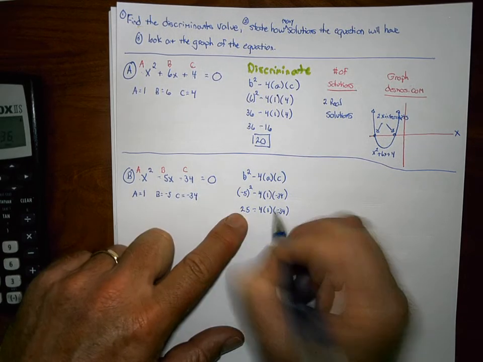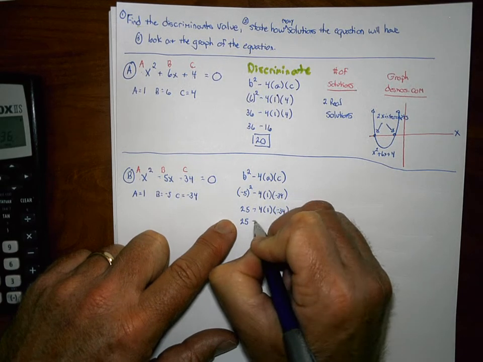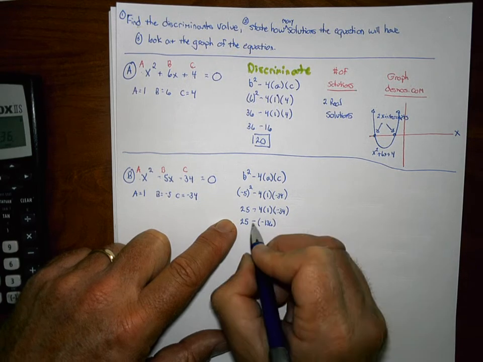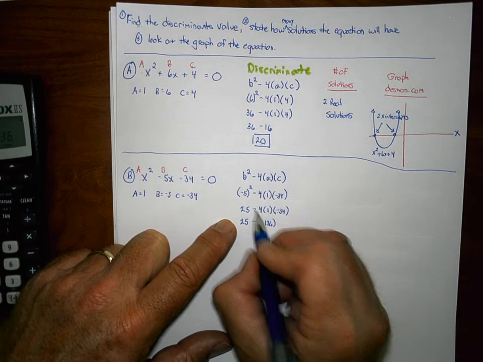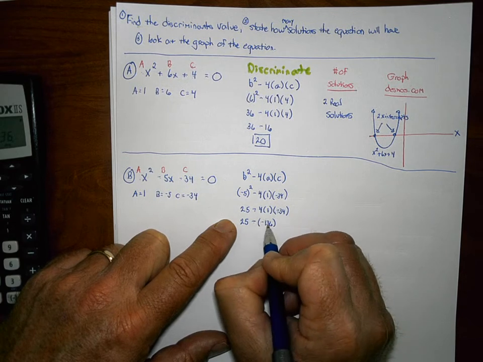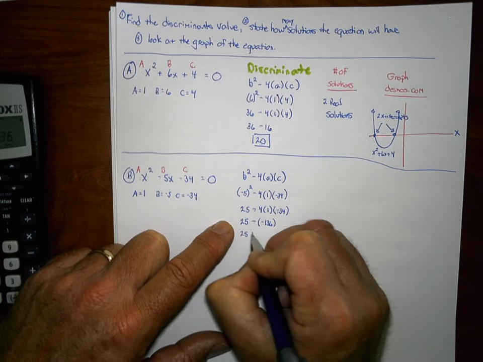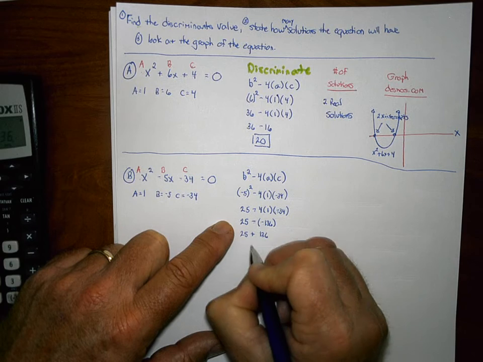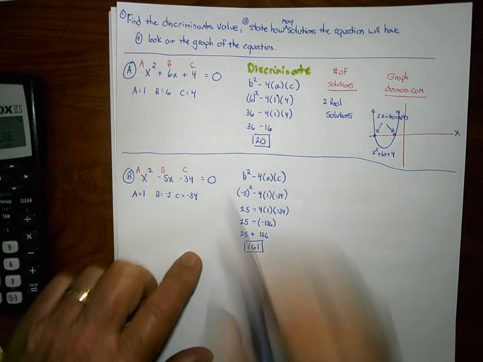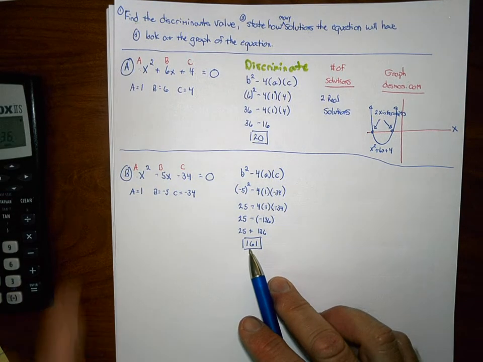Now here's where you have to be careful. So this becomes 25 minus negative 136. Don't just put minus 136. You already have a minus sign there. And then 4 times 1 times negative 34 is negative 136, which means we're adding here, which really means we're just going 25 plus 136, which is equal to 161. So in example B, the discriminant's value is 161.